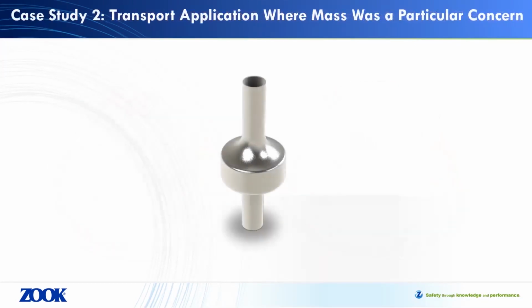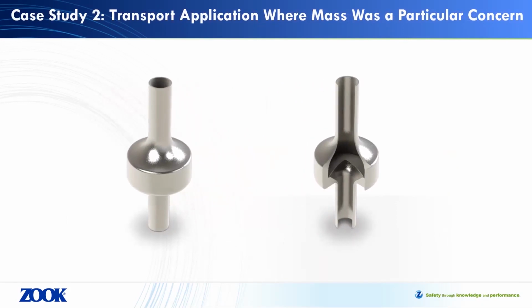The second case study that we'll look at today has a very different use case. In this transportation application, mass was of particular concern. The client was looking for the lightest possible solution while still gaining all of the benefits of a precision scored reverse acting disc. They were also concerned about leak tightness at an extremely low leak rate. With all of these variables in mind, engineers were able to design a solution to meet all of the rupture disc performance and mass requirements in a welded solution. The solution was then integrated into a system successfully.